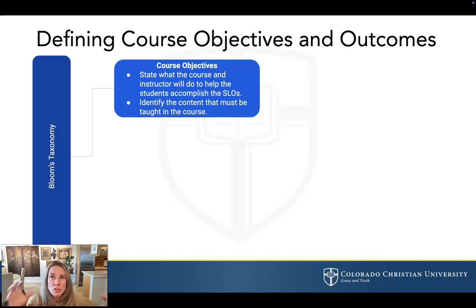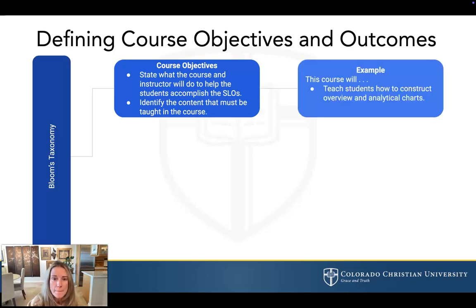So we're going to start out big picture with course objectives. Course objectives are those very small, finite, at the end of the course, what do I really, really hope that my students walk away being able to know and do? So state what the course and the instructor will do to help the students accomplish the student learning objectives and identify the content that must be taught in the course. So we're starting here with course objectives.